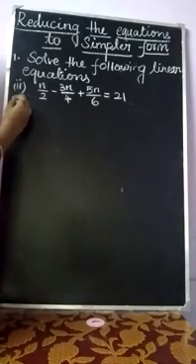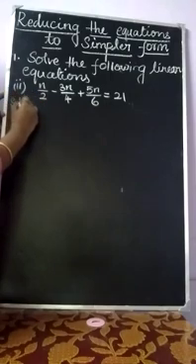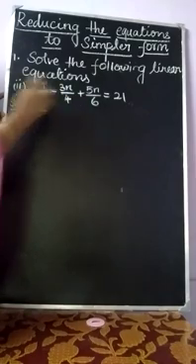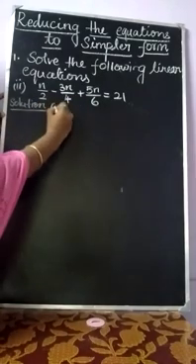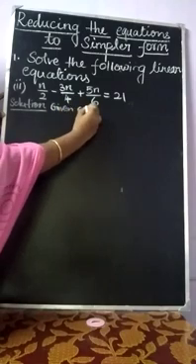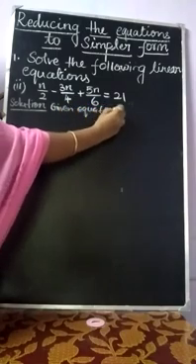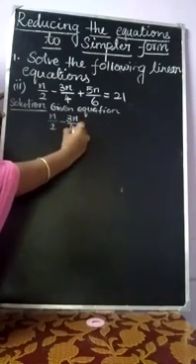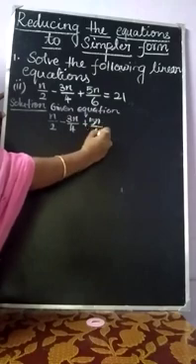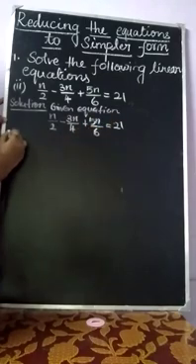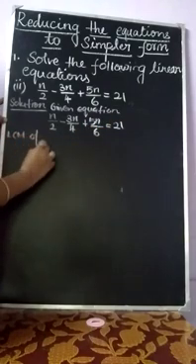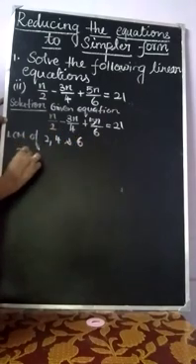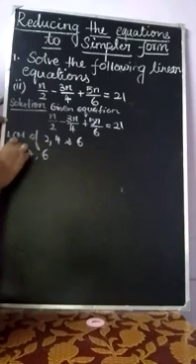So first we have to take LCM. That is our first step. What is the LCM of 2, 4, 6? Given equation, n by 2 minus 3n by 4 plus 5n by 6 is equal to 21. We have to take LCM of 2, 4 and 6. What is the value actually? We have to calculate the LCM for 2, 4, 6.